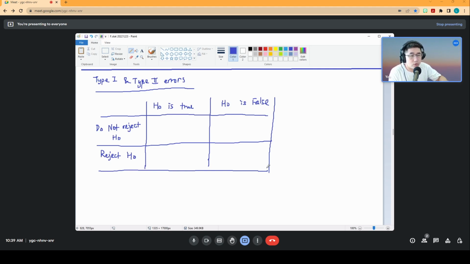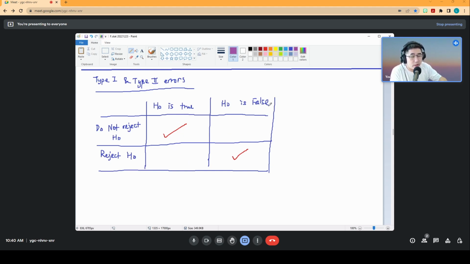Okay, so let's look at this table. If H0 is true, you do not reject H0, this one no problem, this is good. If H0 is false and you reject H0, this is also good. Okay, nothing wrong over here. So the problem is these two. If H0 is true, you reject H0, and H0 is false, you do not reject H0. What's going to happen?